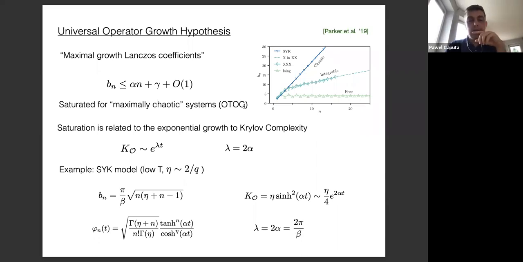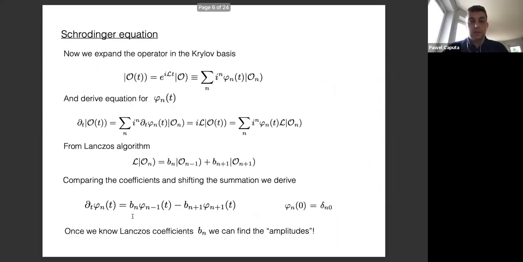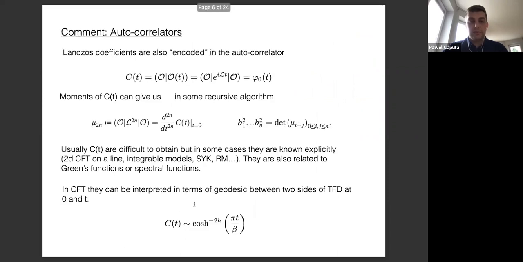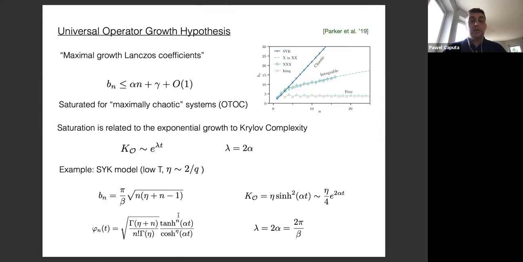And interestingly, you can also solve this Schrödinger equation that we talked about here for these SYK Lanczos coefficients with this initial condition. And you're going to find this answer. This answer depends on this eta, the power of the growth of the autocorrelator, and it also depends on time, of course, and on this coefficient alpha in the growth of Lanczos coefficients.